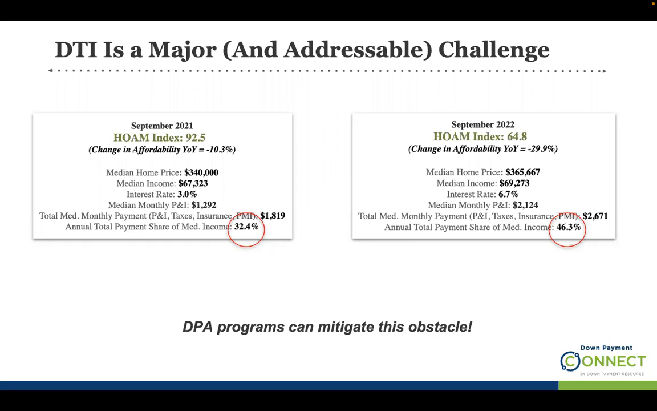So if we can educate buyers about the fact that they don't have to have 20% down, and we can leverage down payment assistance to help with ratios, we're opening the door to tons and tons of potential home buyers.